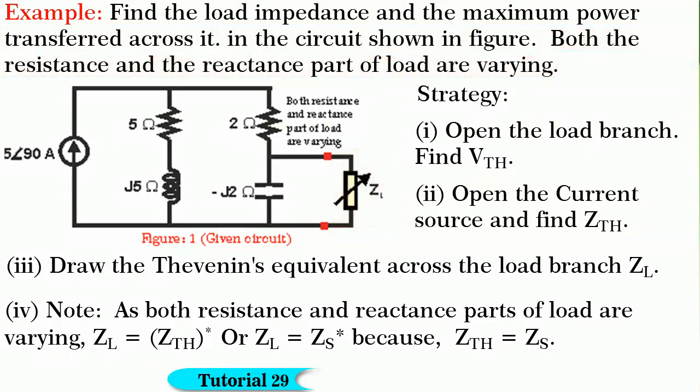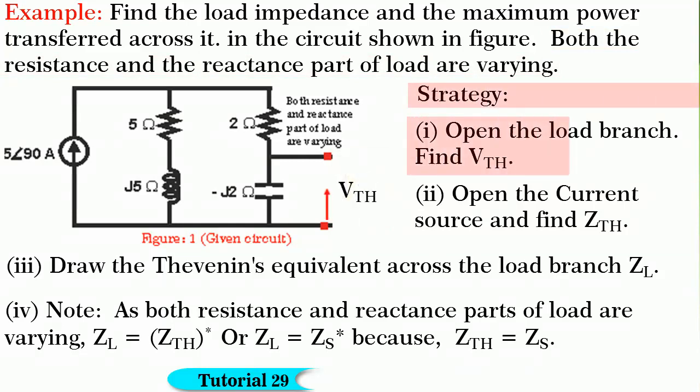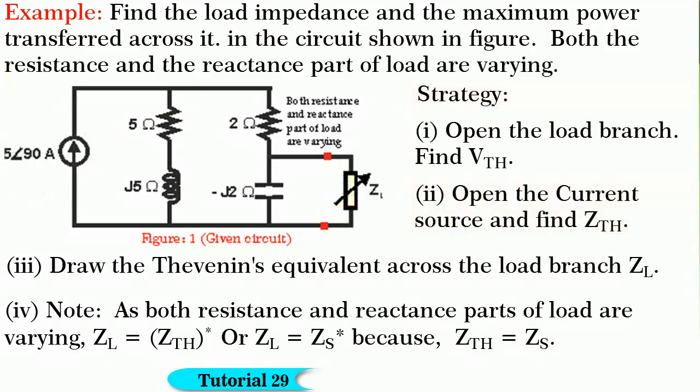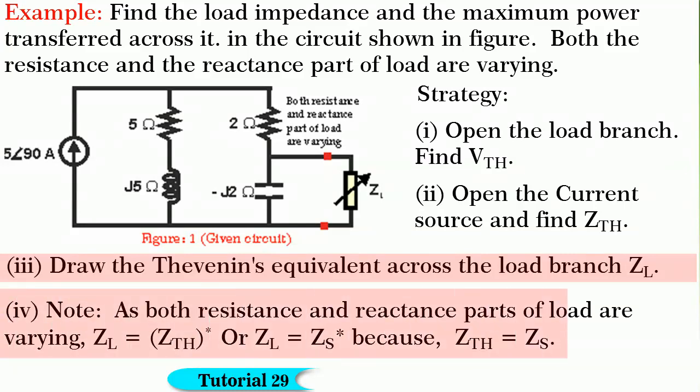The question is clear. So, the strategy will be number 1, open the load branch and find VThevenin. Number 2, force the current source to 0 as there is only one source by opening it and find ZThevenin. Number 3, draw the Thevenin's equivalent circuit across the load branch ZL. Note ZL will be equal to ZThevenin conjugate or ZS conjugate because ZThevenin will be equal to ZS.